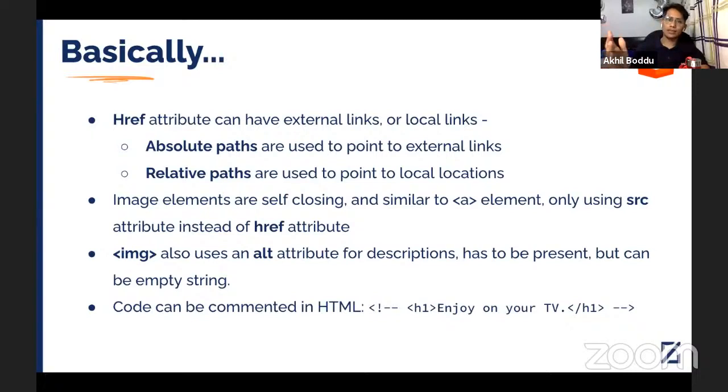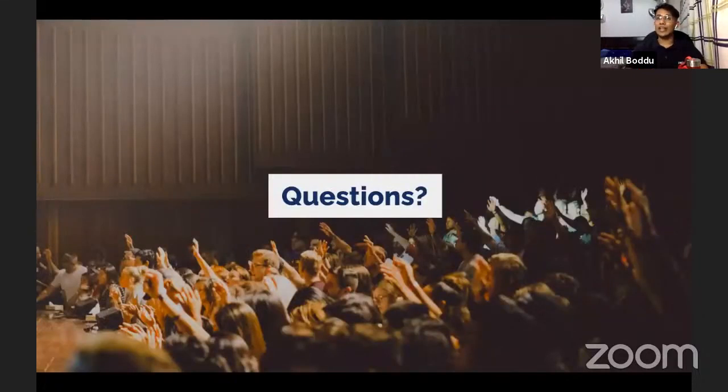So there's absolute paths. You can use absolute paths, you can use relative paths, right? And then there's the img tag, which stands for image. It's self-closing, and similar to the anchor tag, it uses the source attribute, src, instead of the href attribute to point to elements, right? And then code can be commented using command / or control / on your VS Code, right? So that brings us to the end of HTML.